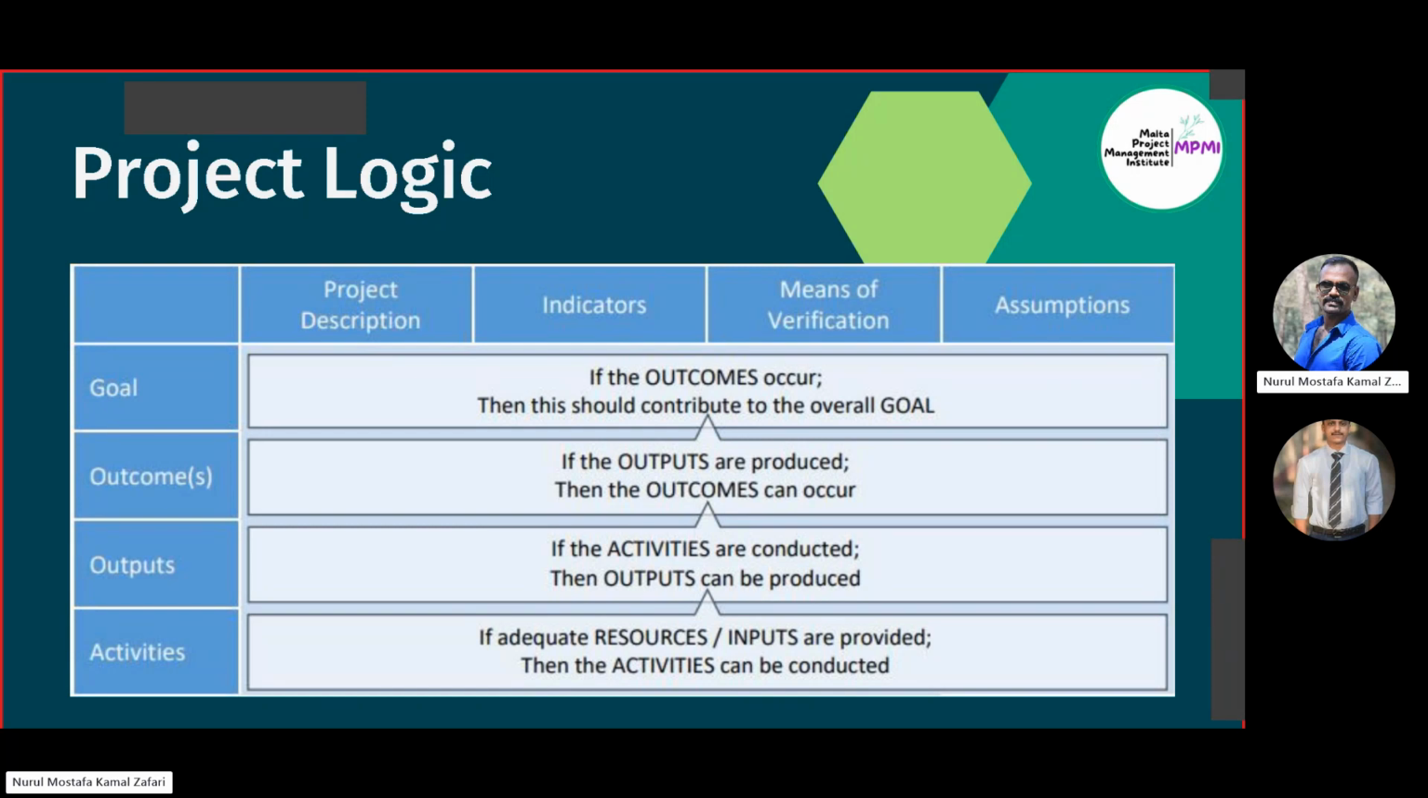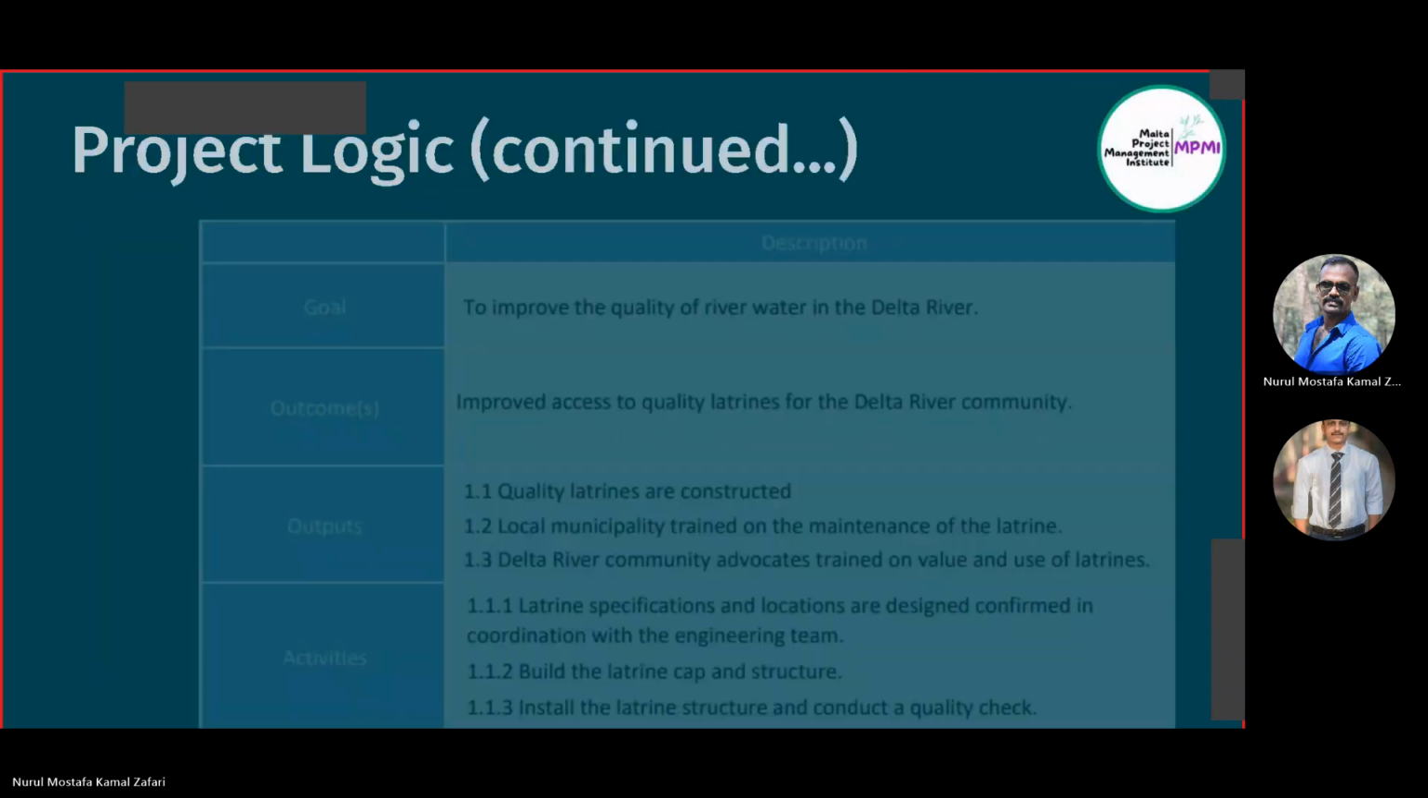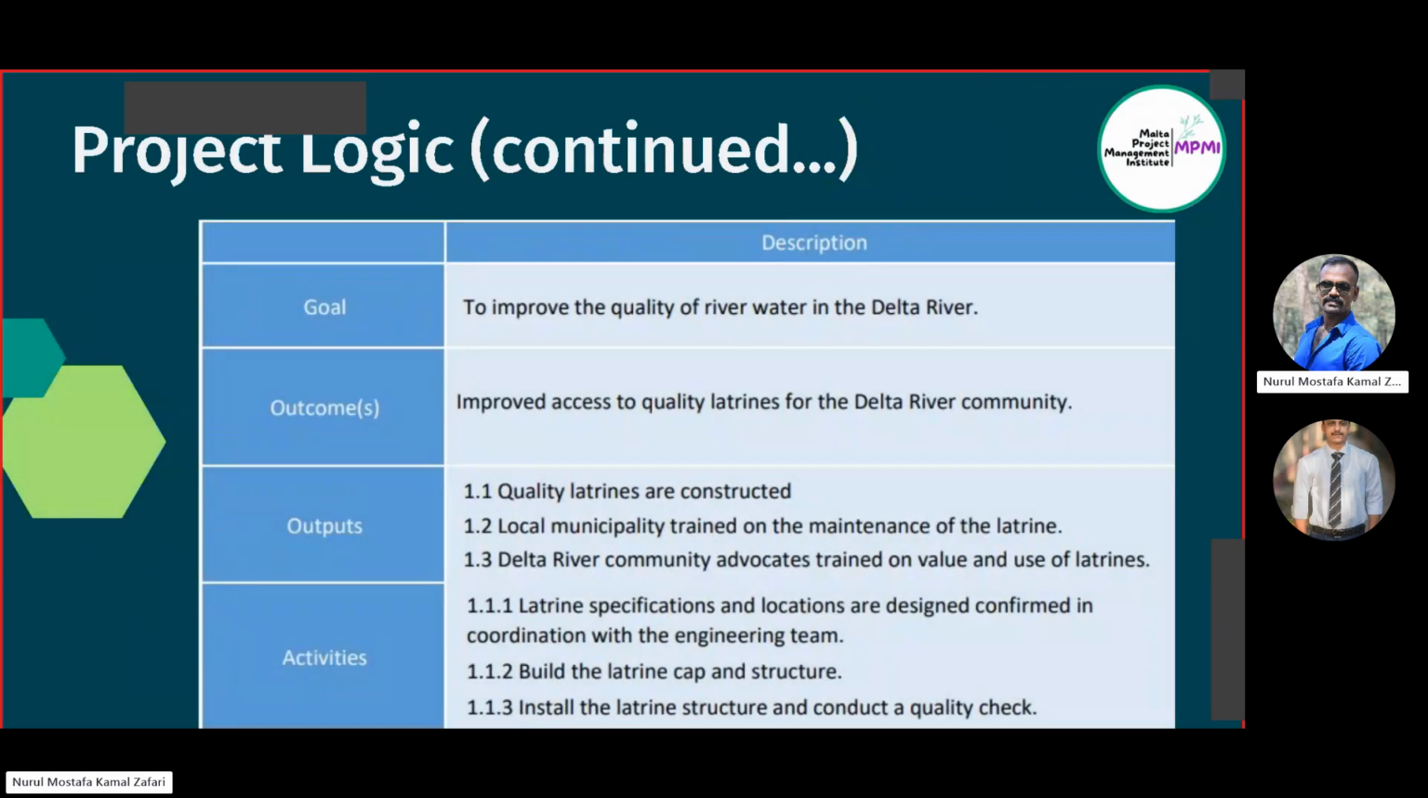The vertical logics are: if we finish the activities, we can finish the outputs. If we finish the outputs, we can produce the outcomes. If we produce the outcomes, it will help us achieve the goal or objective of the project. Then the horizontal logics. Now there are some examples of vertical logics.